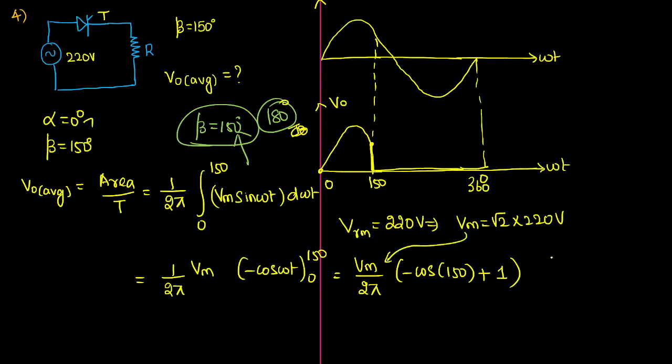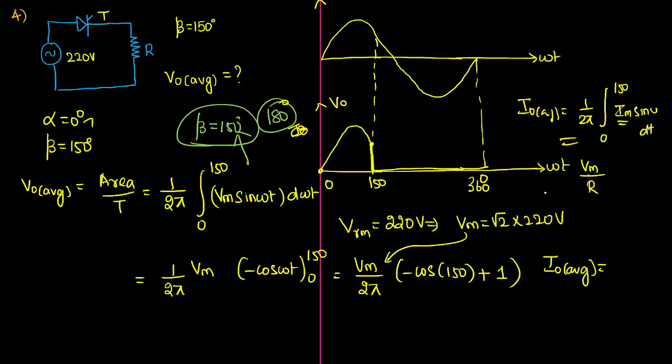How will you get the value of I0 average? It is very simple. Whether you directly plot from the waveform or not, how will you do it from the waveform? From the waveform, I0 average equal to 1 by 2π integral of 0 to 150 degree Im sin omega t into d omega t. Even if you reduce this, you will get the answer. But here, how will you calculate Imax? Vmax divided by R. Vmax is here. You have to divide it by the resistor in order to calculate the value of I0 average. Or else, you have already calculated the value of V0 average. Directly substitute V0 average divided by R. That will give you the value of I0 average.